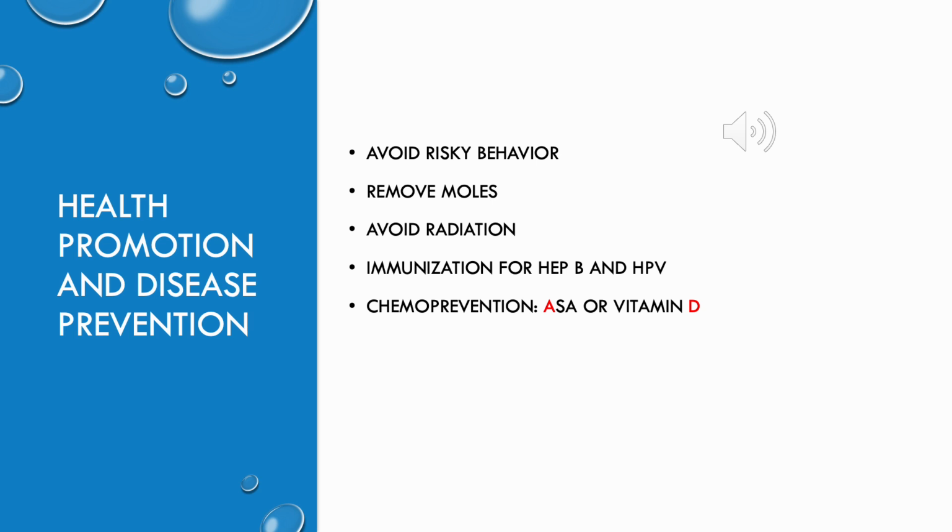You want to remove moles as soon as possible. Avoid radiation, like you don't want to be 6 feet from an X-ray, let's say. You want to get the immunizations for Hep B and HPV. And chemoprevention, this refers to taking medication to prevent cancer. Like, for example, ASA is the abbreviation for aspirin. And this is taken to prevent colon cancer.